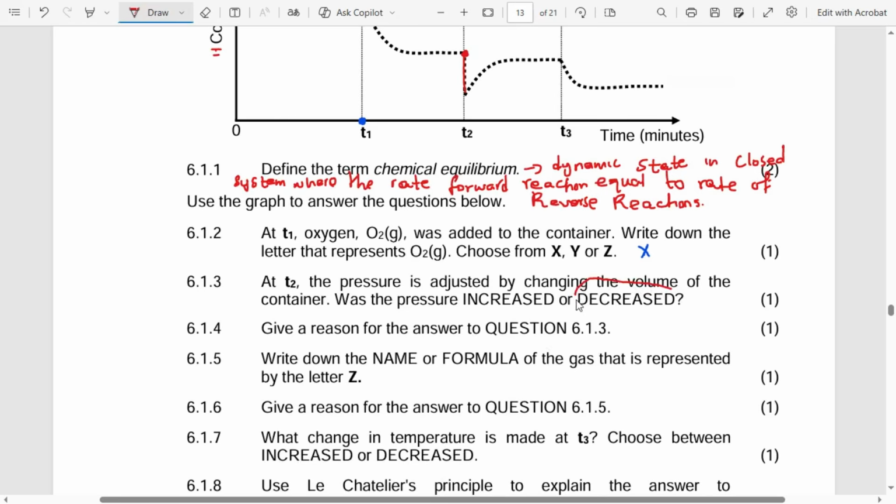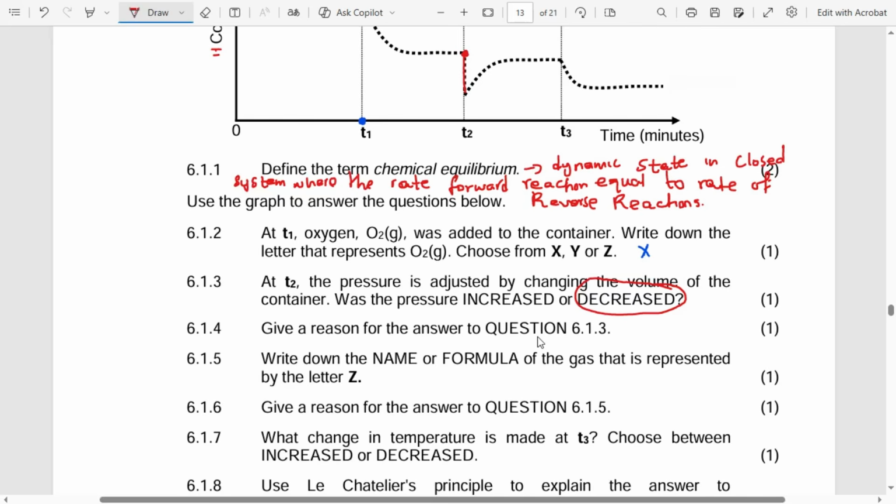Please don't do guesswork when you get in an exam. Say, today I'll go with decrease, I feel decrease. You might be lucky sometimes. You might lose a mark and choose increased. 6.1.4. Give a reason for the answer to 6.1.3. Now they want a reason.